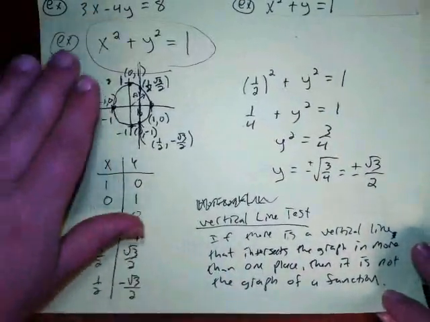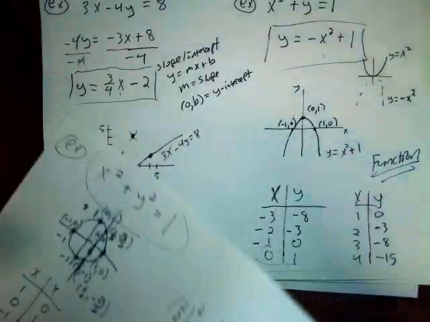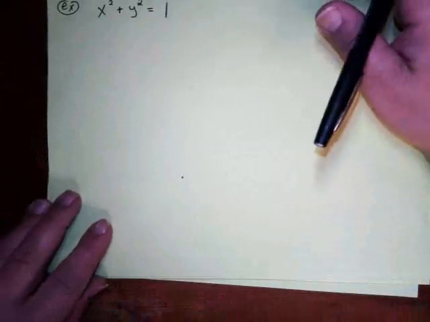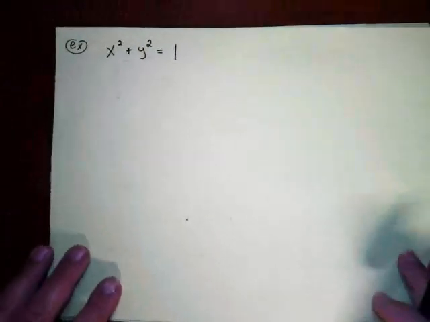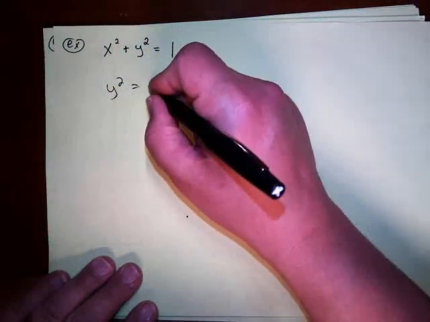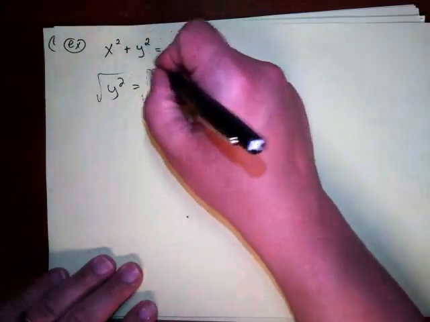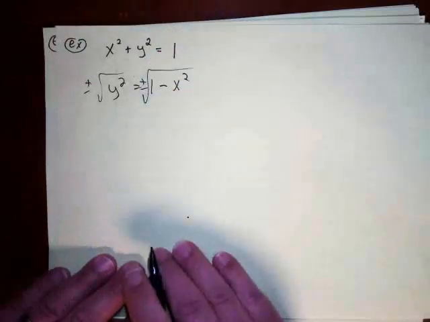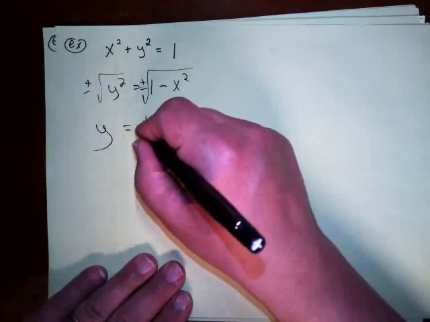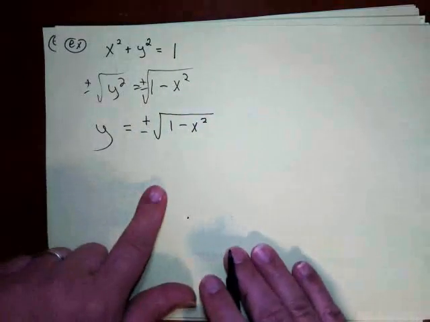But notice what happens here when I try to solve this for y. Maybe I'll do it here. So I'm going to try to solve it for y. I actually have it written out there, don't I? So I'm going to move the x squared over. So I get like 1 minus x squared. Okay, and then I'm going to take the square root of both sides. But when you take the square root, it's plus or minus the square root. So now the y goes away, and I'm going to get plus or minus the square root of 1 minus x squared. And here's where the problem is.